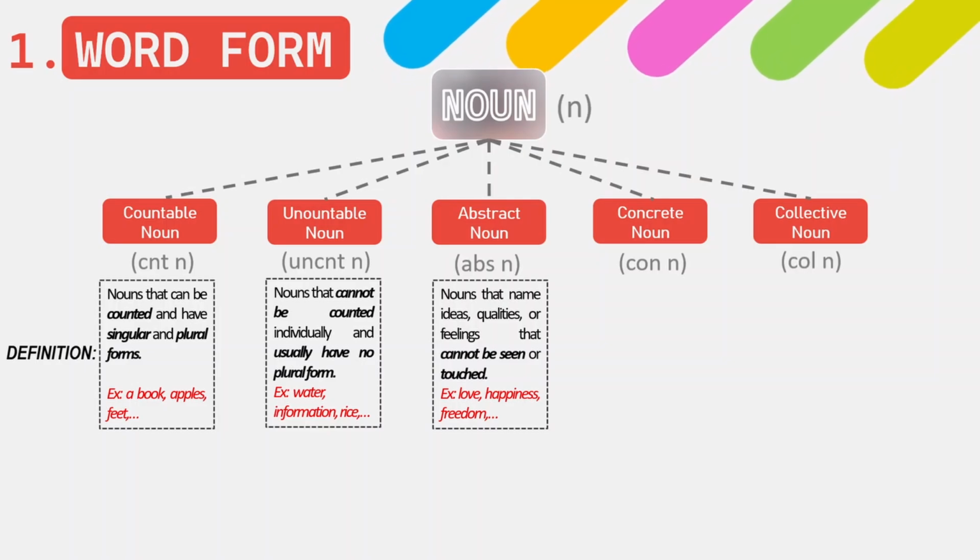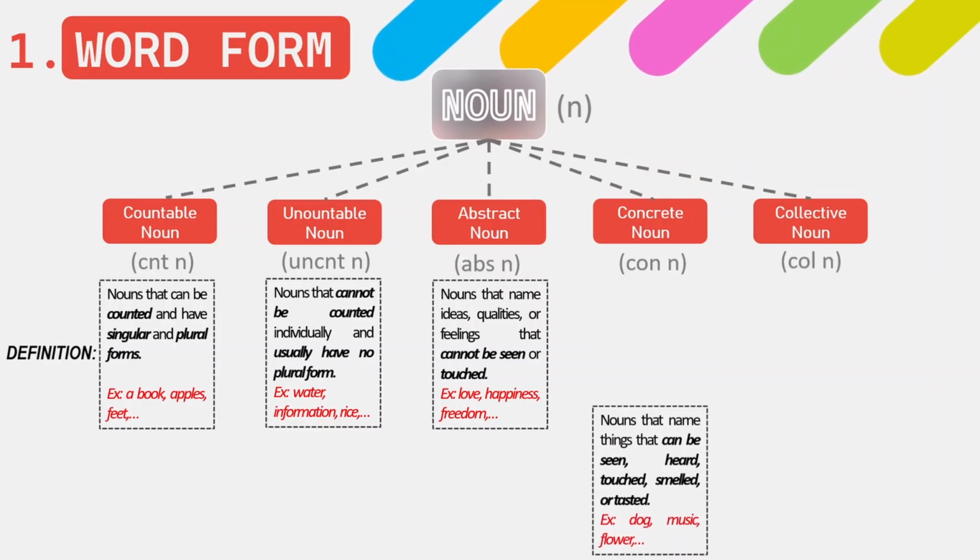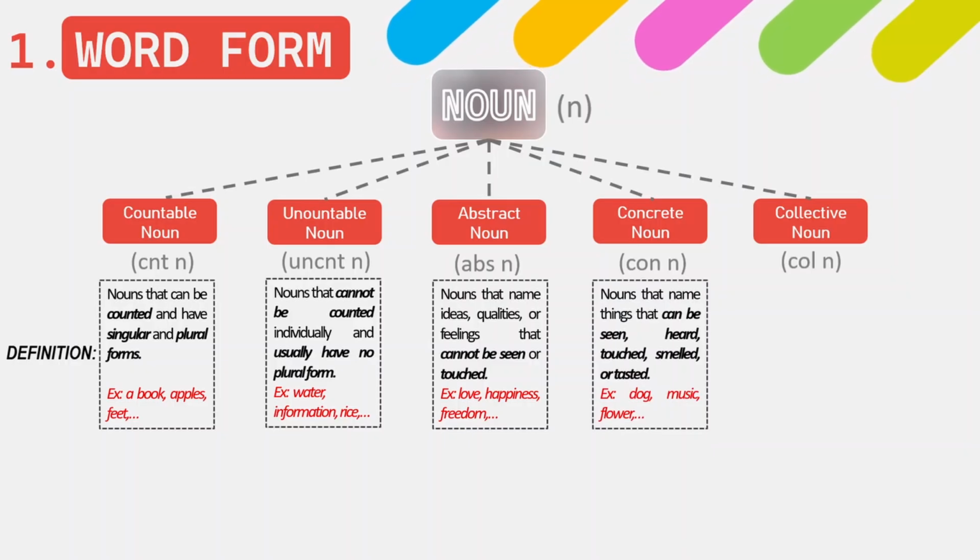The fourth one is concrete nouns. Concrete nouns refer to physical objects or substances that can be perceived by the 5 senses, which means they can be seen, touched, heard, smelled, or tasted, including people, animals, places, and objects. They can be countable or uncountable as well. For example, dog, music, flower, and etc.